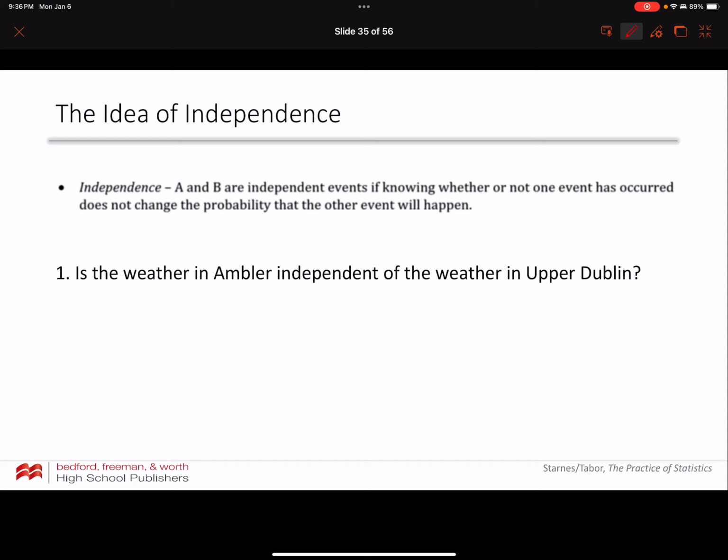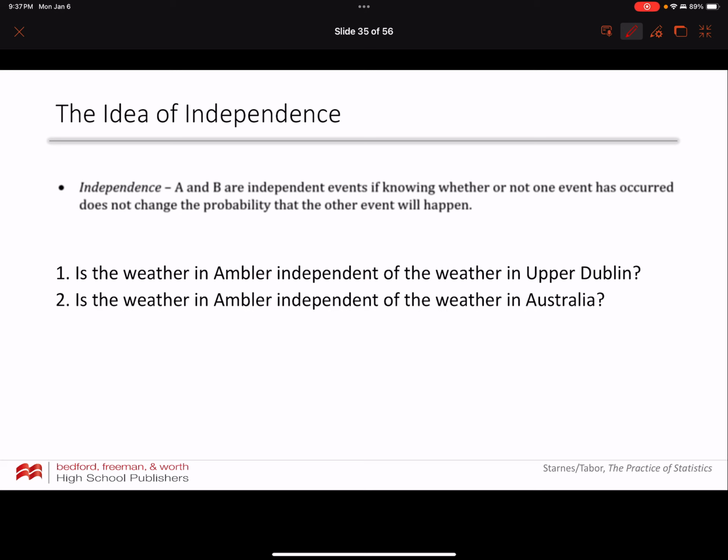Now, these two towns are right next to each other, right? If it's snowing in Upper Dublin, it doesn't guarantee that it's snowing in Ambler, but I would say that if I know it's snowing in Upper Dublin, the chances that it's snowing in Ambler are probably higher than if I didn't know anything about what's happening in Upper Dublin. So I would say, no, they're not independent, right? They're dependent on one another.